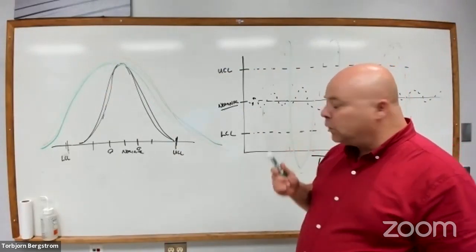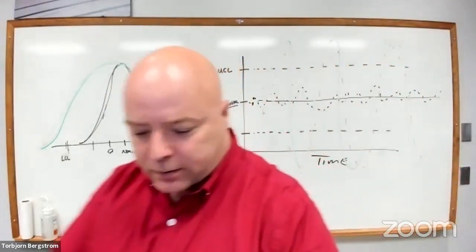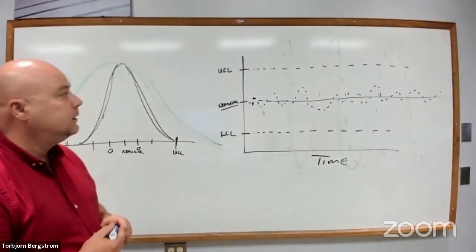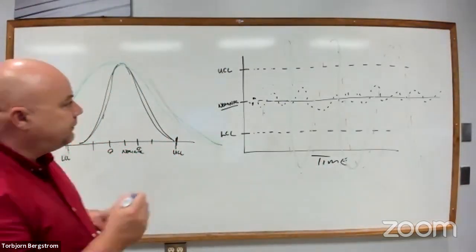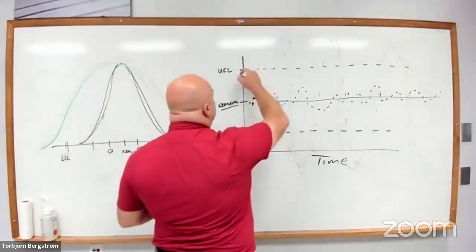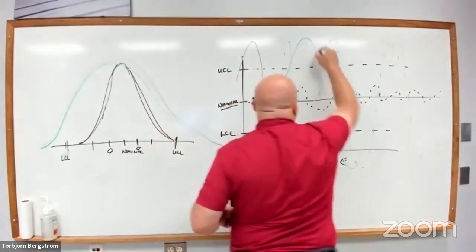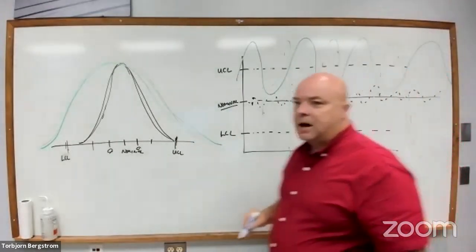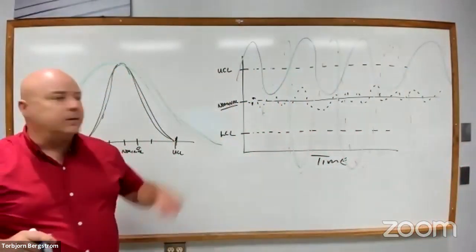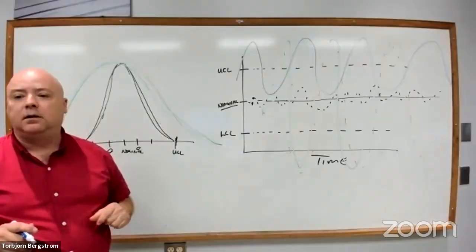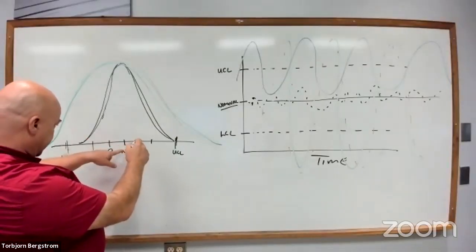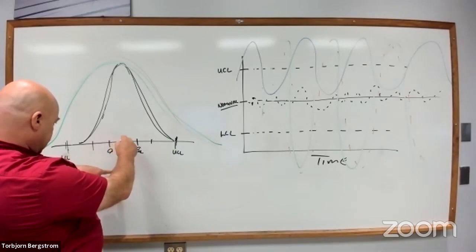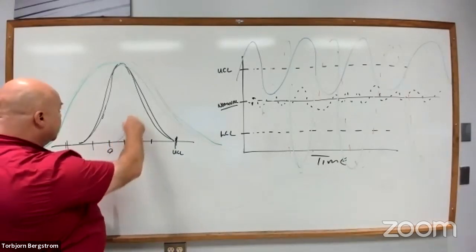Now, what else could our data do? I'll try blue, see if blue shows up. What if our data was like this? What if it was oscillating around that upper control limit instead of around the mean? Then there is something fundamentally wrong. So the distribution would look something like this. Upper control limit.